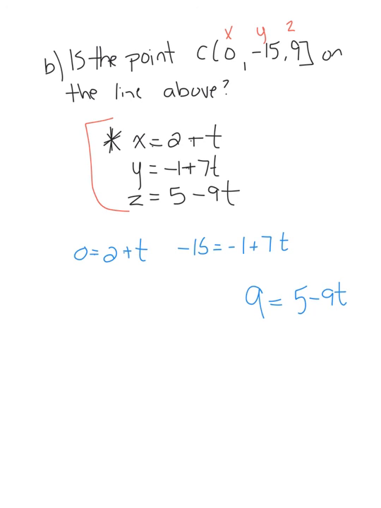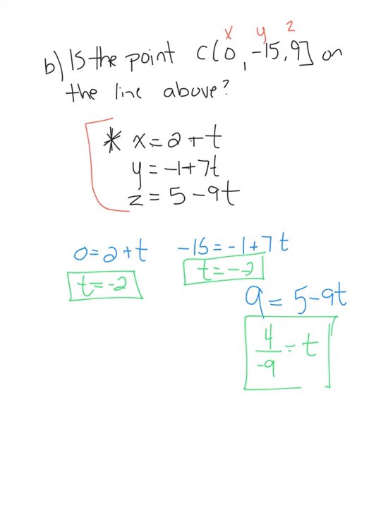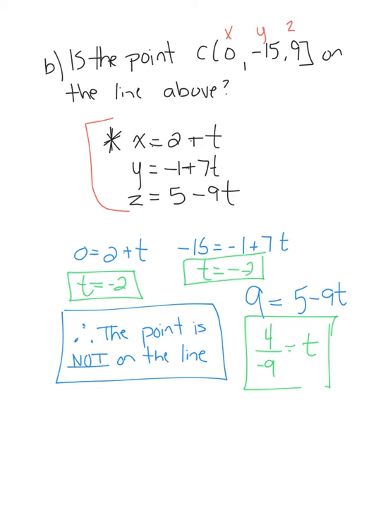So what I'm going to get when I'm looking at this first equation is t is equal to -2. In my second equation, I have negative 15 plus 1, so negative 14 divided by 7. So again, t is equal to negative 2. And in this third and final equation, I get 9 take away 5, so 4 divided by negative 9. So right away I know that this is not the same, not negative 2, so I know that the point C is not on this line. In terms of a final statement, I don't need anything other than, therefore, this point is not on the line.